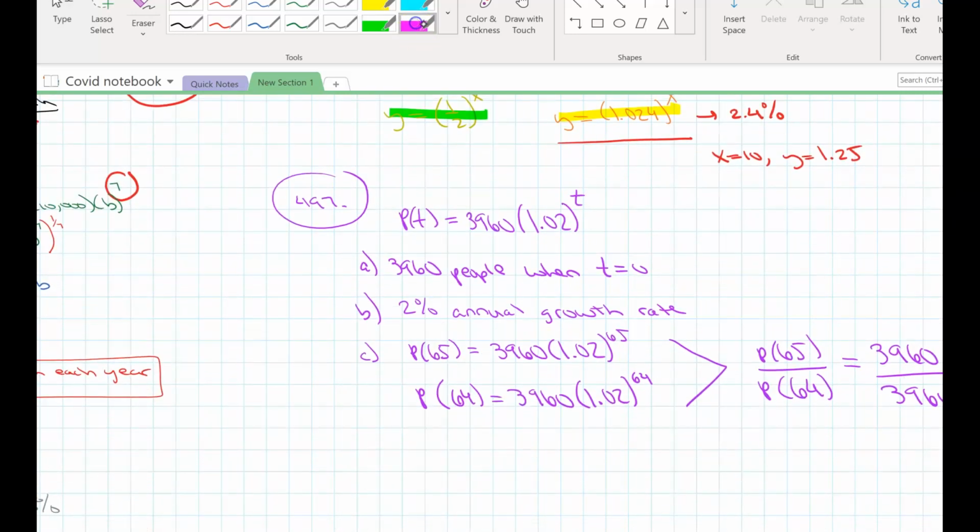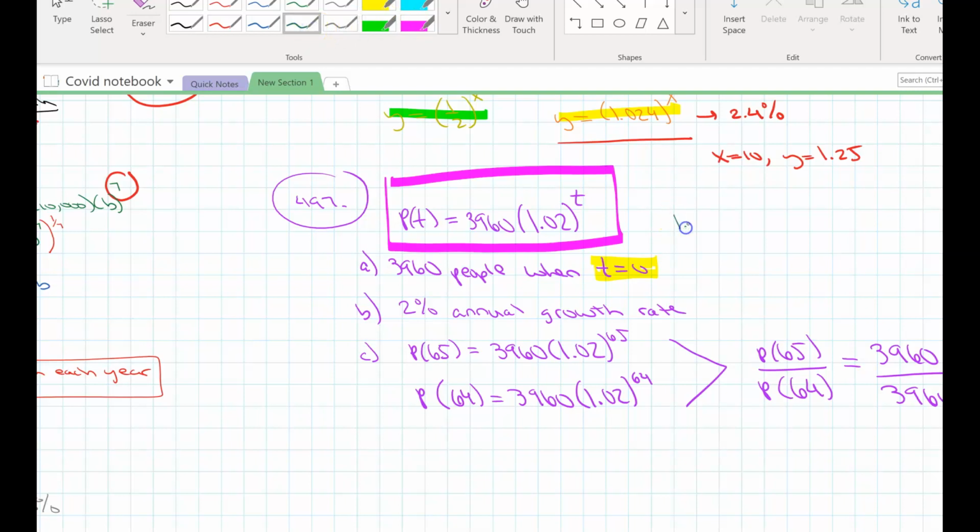497, another kind of similar interpretation of a function. 497 was asking you to interpret what's the founding population. Founding population is nothing other than the population at the beginning of time, so to speak, when t equals 0. It is a 2% annual growth rate because the base, 1.02, is the same thing as 102%. So we're over 100% by that 2%.